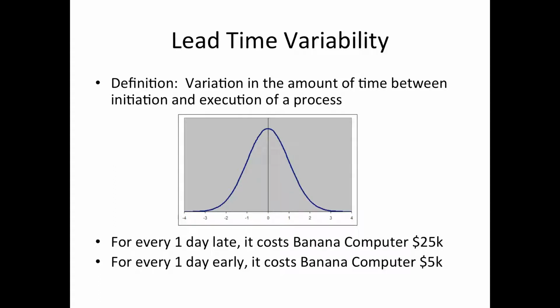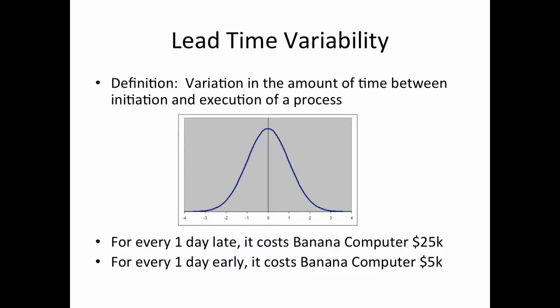So first, what is lead time variability? Defined, it's the variation of the time between the initiation and execution of a process. And what you can see here on the graph is a normal distribution, which actually shows the lead time variability experienced by Banana Computer for a lot of its orders and executions. So it expects to go ahead and receive products within a 14-day window, and sometimes it receives them early, that would be negative territory, or sometimes it receives it late, which is the positive territory.